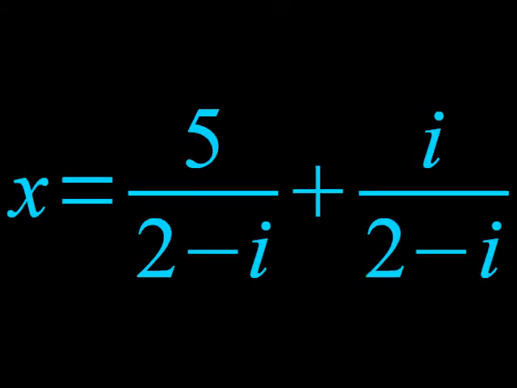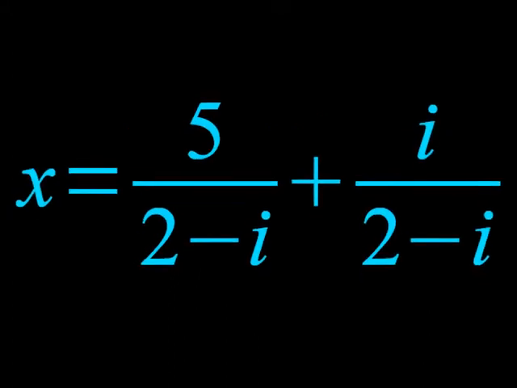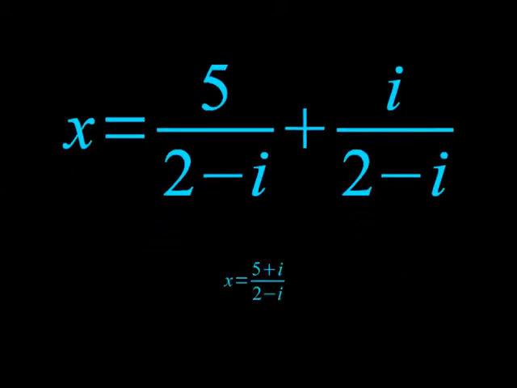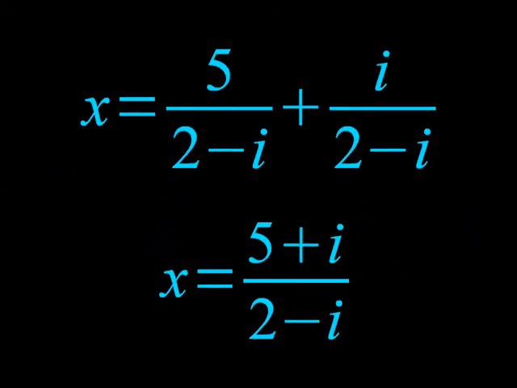Today we're going to take a look at complex conjugates. For example, how would you solve a problem such as this? Well, first of all, we would go ahead and combine these two elements so that they're over one denominator.